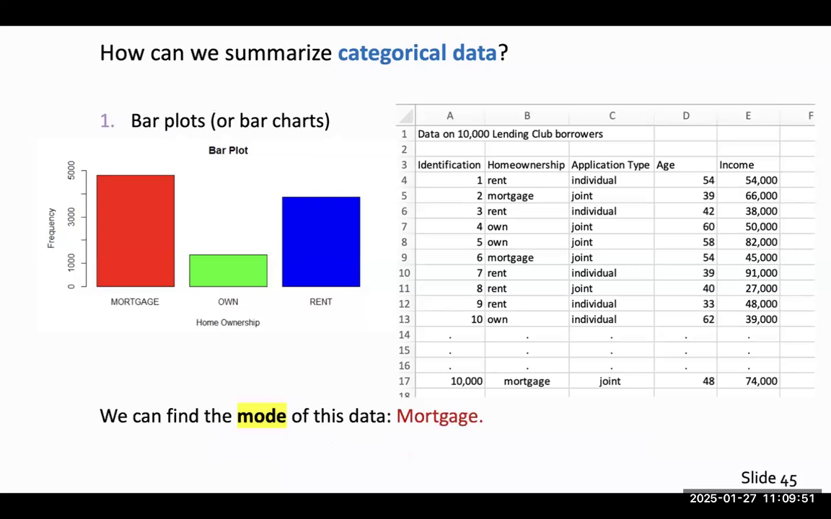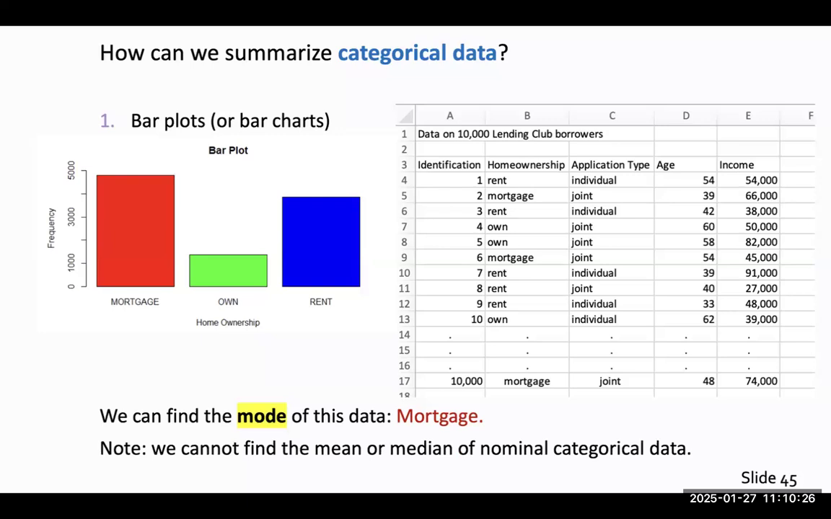With categorical data, we can find the mode if it exists. So the mode, remember, is the piece of data that shows up the most. In this particular data set, I haven't given you all the data. There's 10,000 pieces of data. But what I can do is count how many times rent shows up, mortgage shows up, and see which one shows up the most. According to this bar chart, the tallest bar is mortgage. So the mode of the data is mortgage. We can calculate the mode.